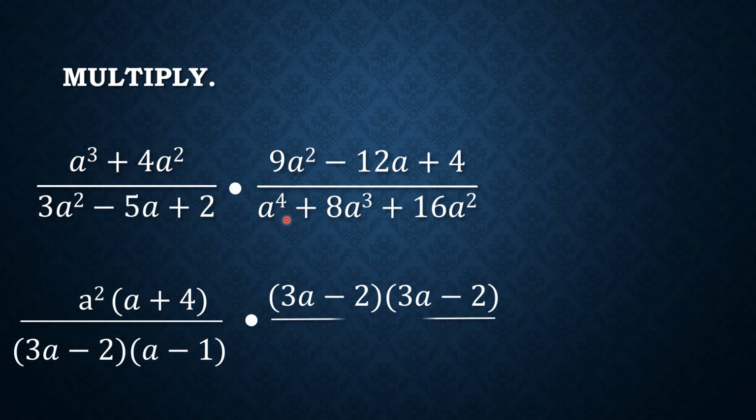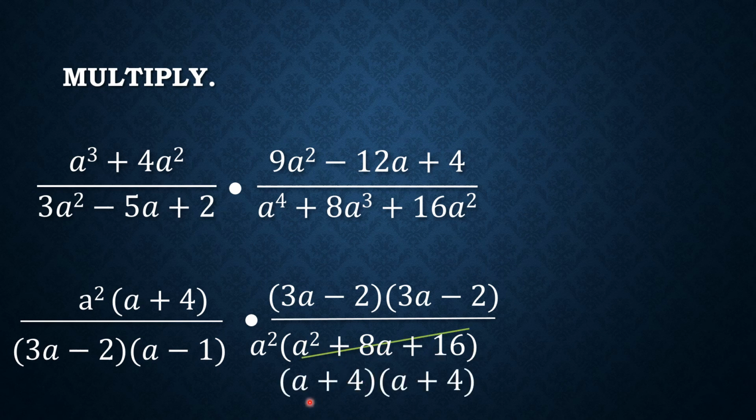The factored form of the denominator, we have a squared times a squared plus 8a plus 16. Note, kung titignan natin, pinactor natin yung GCF na a squared, pero may natira pa tayong a squared plus 8a plus 16. But, we can still factor this out. So, pag pinactor natin ito, this will give us a plus 4 and a plus 4. A perfect square trinomial. Take note, ang factor natin dito is now a squared times a plus 4 times a plus 4.